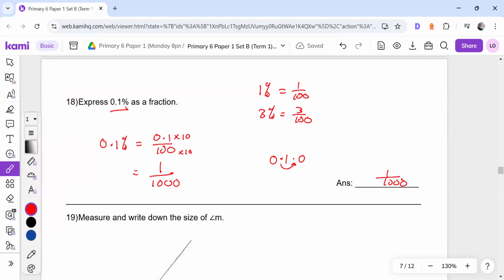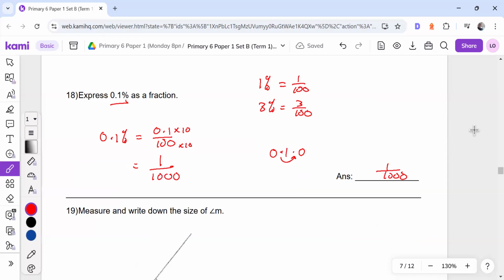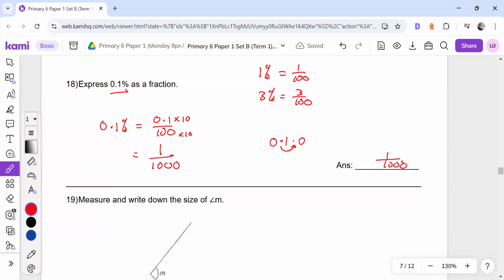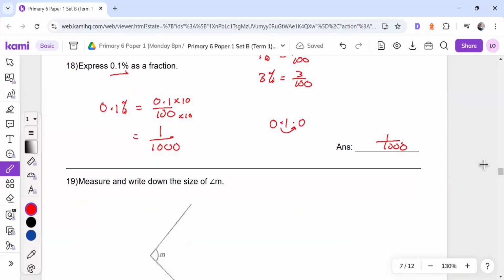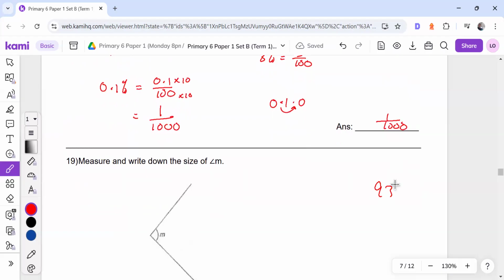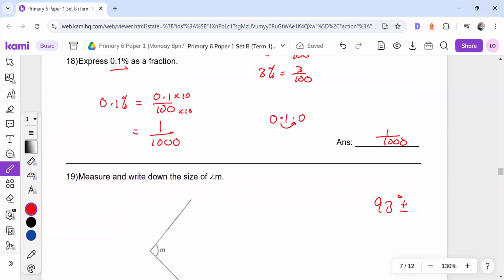Let's go on to question 19. Yeah, Mr. Lee have the protractor. Okay, what's the angle? Oh dear. What's the angle? Let me see. I think the answer is 93 degrees. Do you get 93 degrees plus minus 1? So if 92, 94, also correct.